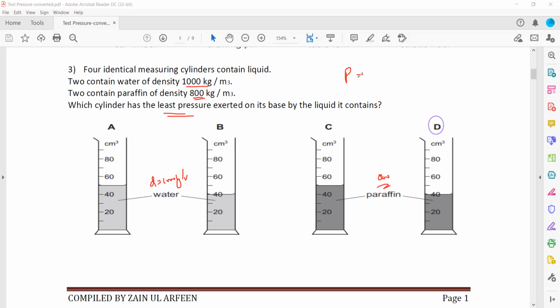Because we know pressure exerted by the liquid depends on the density, gravity and depth. So we want the least pressure, so we want low density, and we want the least depth. So low density and least depth. So low density is paraffin and least depth, when you check, because here depth of water and depth of paraffin is same in B and D, but because paraffin is having low density, so it will exert the least pressure on the base. Is it clear? Question 3.